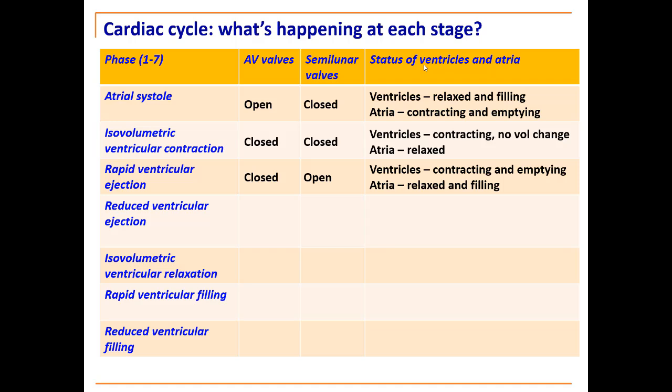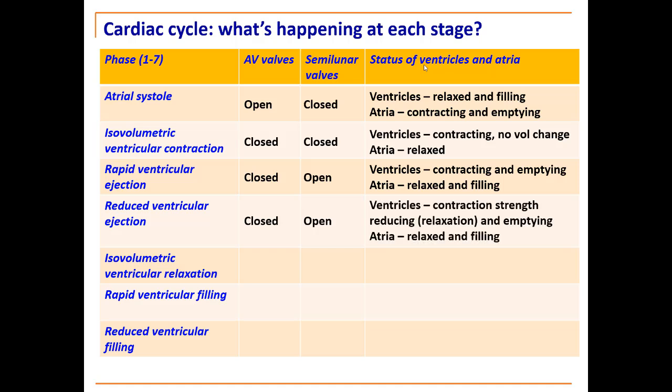We then have reduced ventricular ejection. So the AV valves, again, are closed, and the semilunar valves are also open. In this case, the contraction strength is now reducing. So the ventricles are starting to relax. We're getting repolarization of the ventricles, but they're still emptying. There's still blood flowing into the aorta. And again, the atria are relaxed and filling.